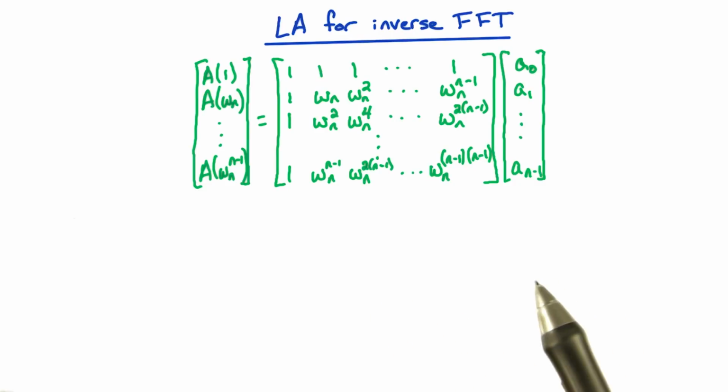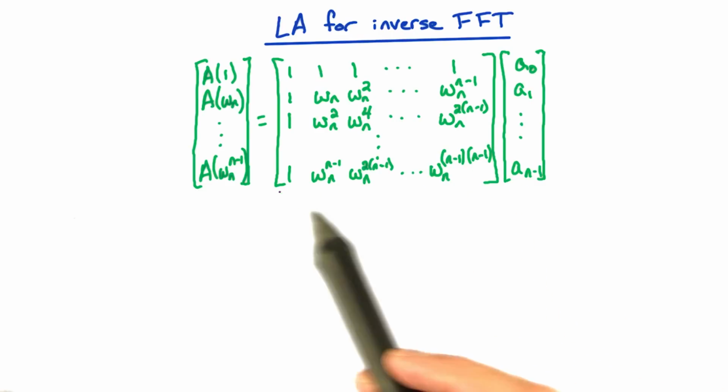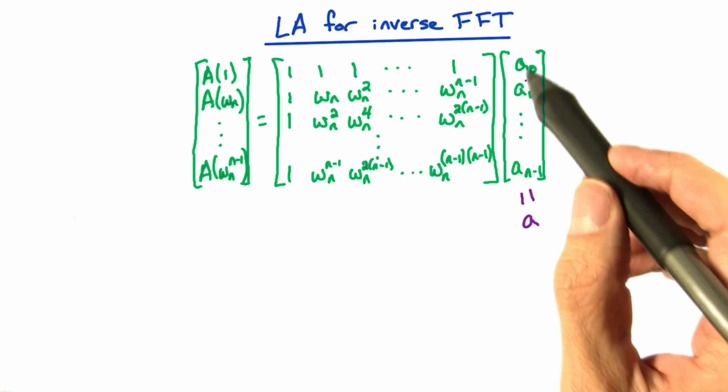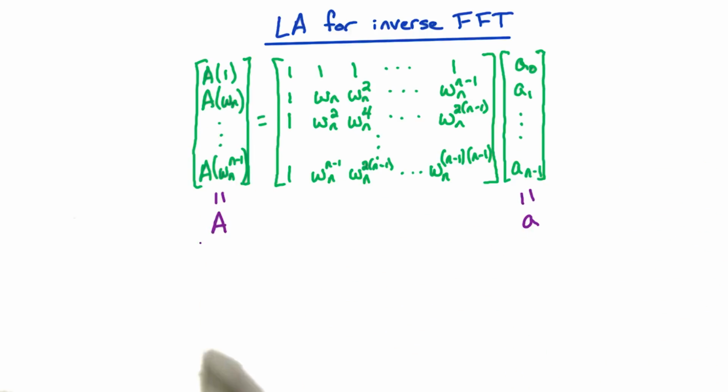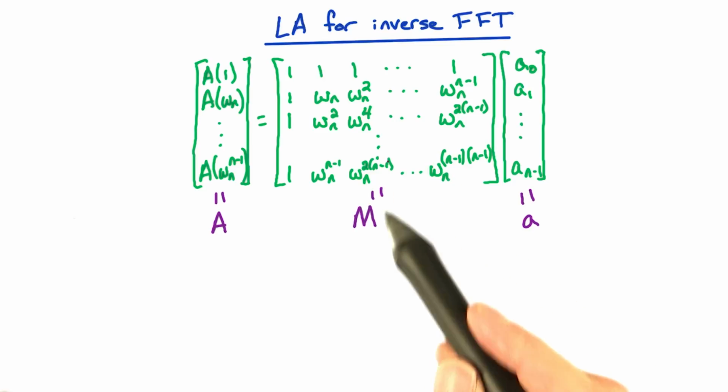We had this linear algebraic view of FFT. Now let's simplify it a little bit. This column vector is just the vector A. Let's denote this column vector by capital A. And let's denote this matrix by M.